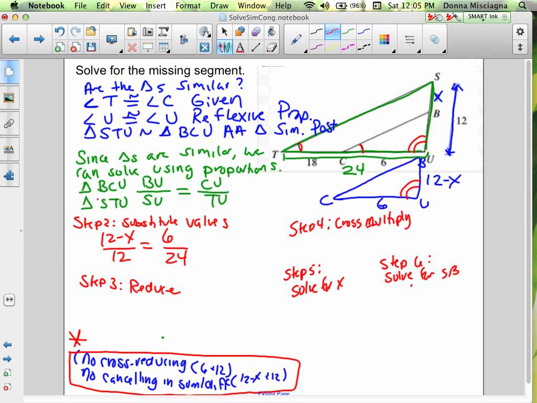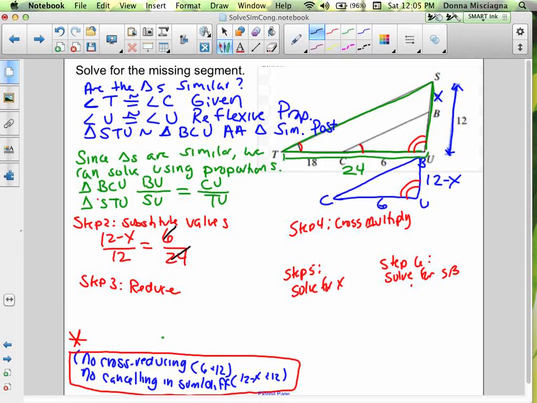All right, so no cross-reducing. 6 and 12 cannot be reduced. No canceling in the sum or difference. Do not cancel 12 with 12. 12 minus X cannot cancel with the 12. All right, but I am going to reduce the 6 and the 24. That's a good one to reduce.